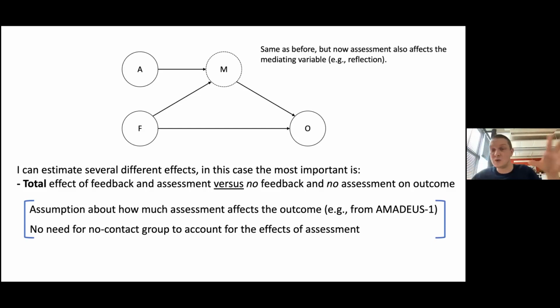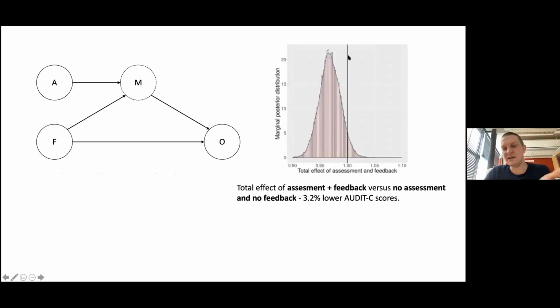And in this case, you don't have to do the dubious sort of no contact group, and you don't have to use deception. And when we did this, we found that we were able to get back our estimate. So we were able to use this model to actually estimate the effect of assessment and feedback versus no assessment and no feedback. And we got the same result as when comparing group 1 and group 3 in the Amadeus study. So there's sort of some sanity check that this could work.